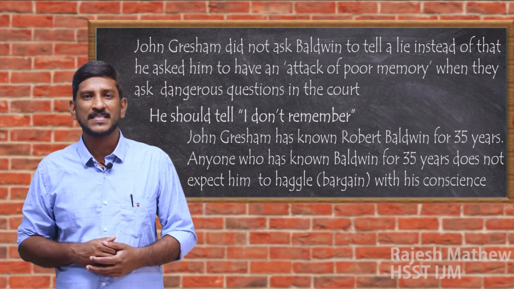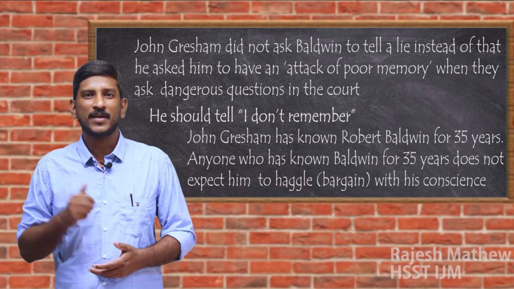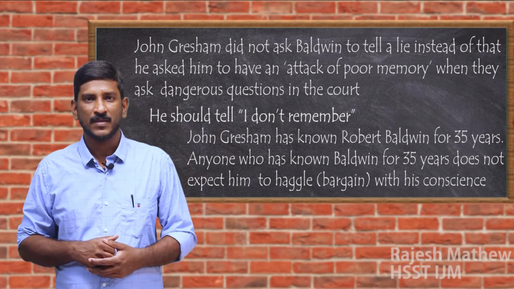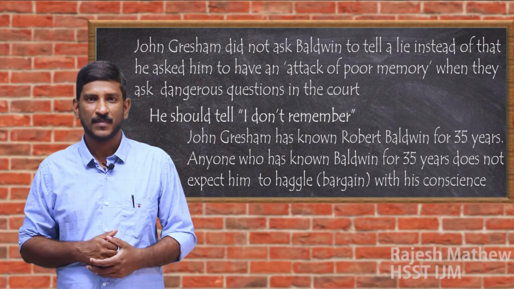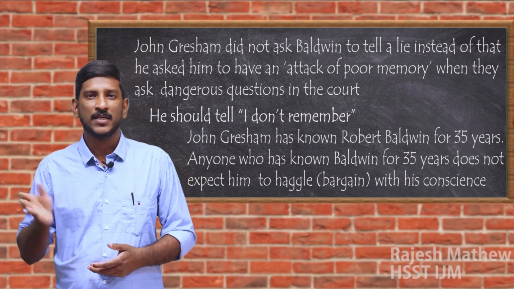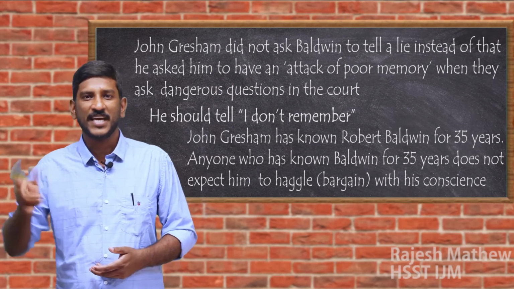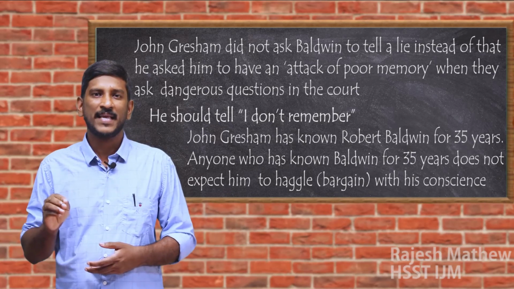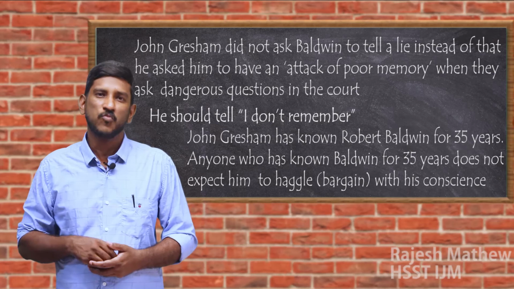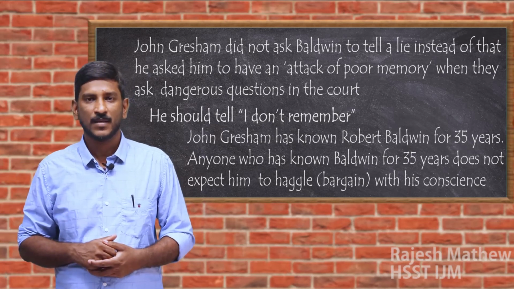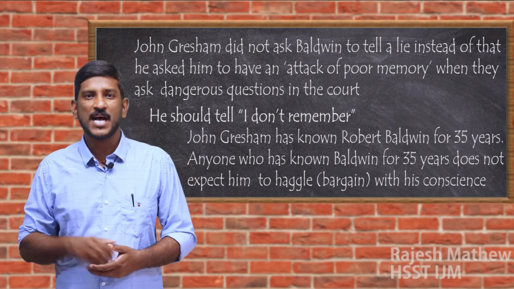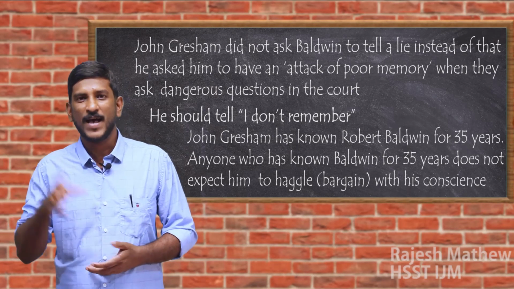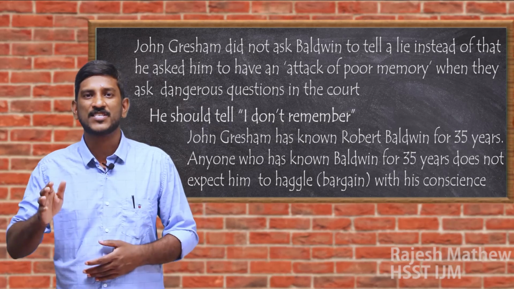When the family members know that John Gresham offers him a bribe to tell a lie, they are very angry. But soon this anger changes to surprise when they realize that the money offered to him was so huge. John Gresham offered him $100,000. The family members are now thunderstruck.